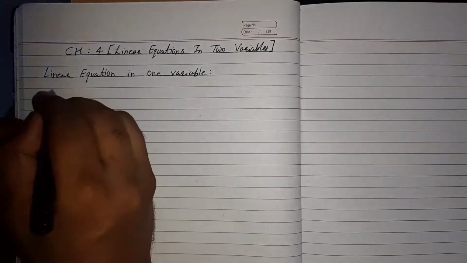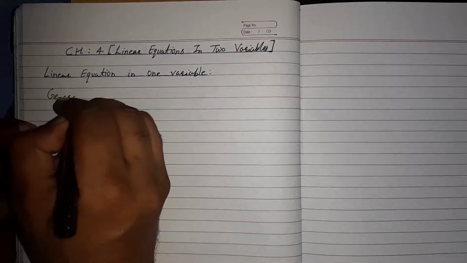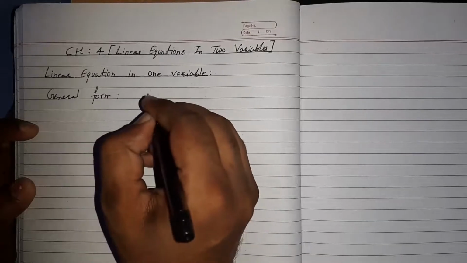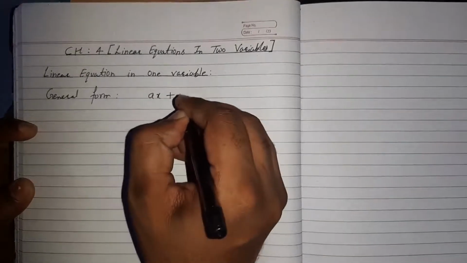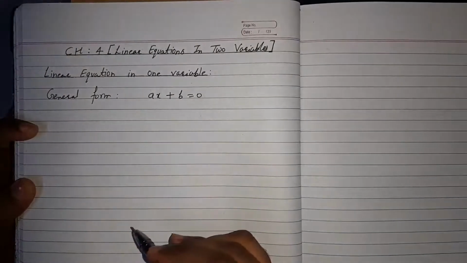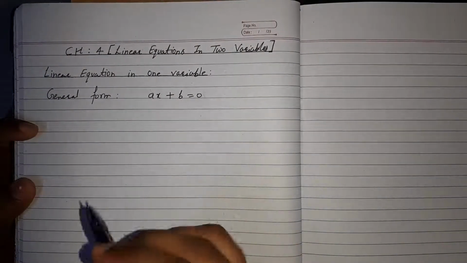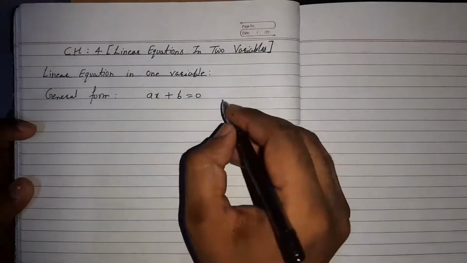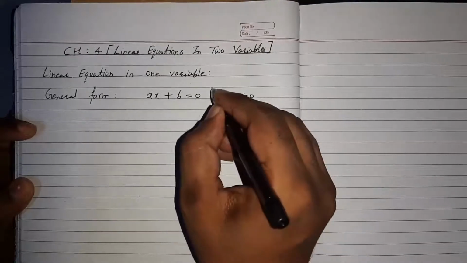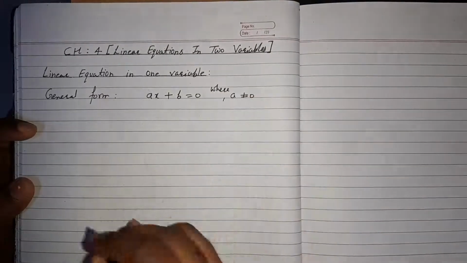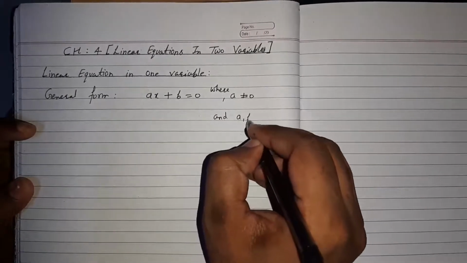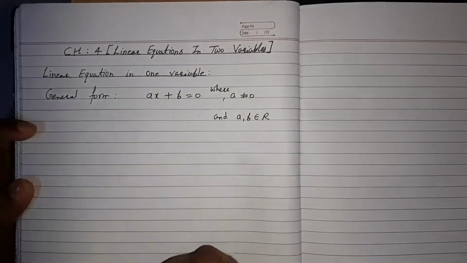The general form of a linear equation in one variable is ax plus b is equal to 0, where a and b are constant numbers, and these numbers are real numbers, and a does not equal 0. So a does not equal 0, and a and b both belong to real numbers.